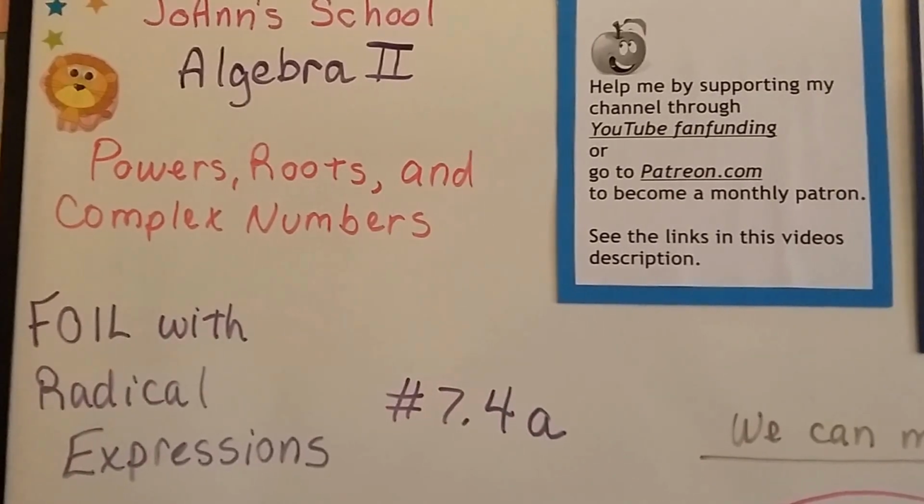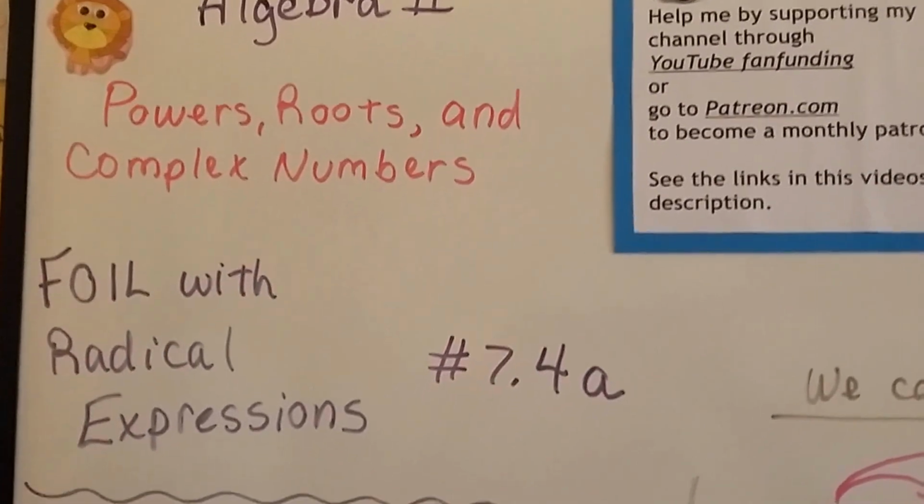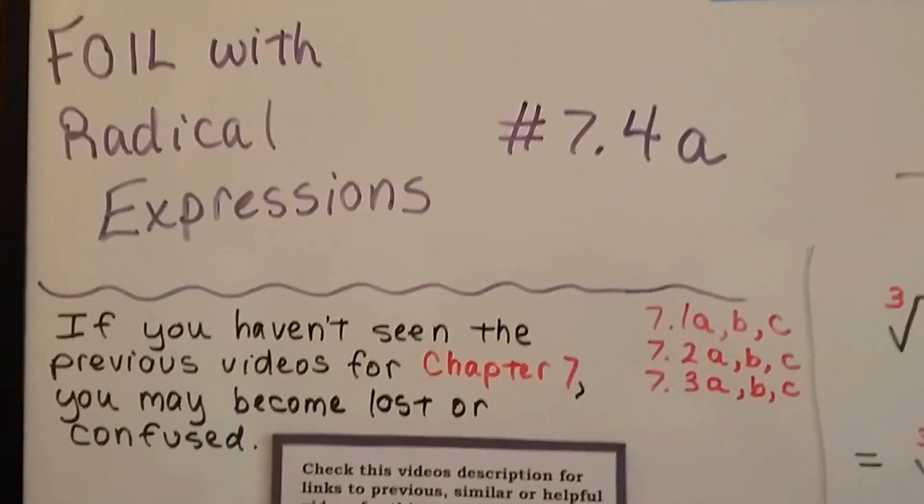Algebra II, 7.4a, FOIL with radical expressions. We've foiled with binomials before. Now they're going to have radicals in them.